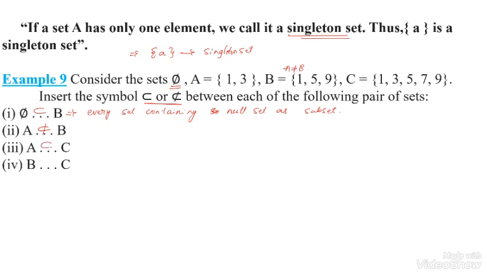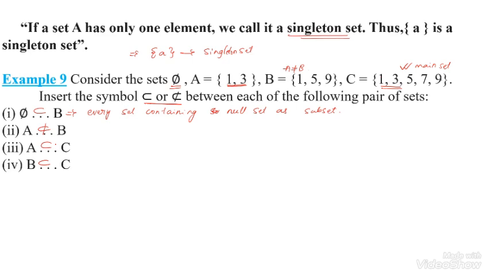Next, A is a subset of C. Yes, of course, because here C is the main set. From this main set, we can take only two elements, that is 1, 3. Therefore, A is a subset of C. Now again, is B a subset of C? Here C is also the main set, and the set B contains 1, 5, 9. Yes, 1, 5, 9. Here B is the subset and C is the main set. Therefore, B is a subset of C.